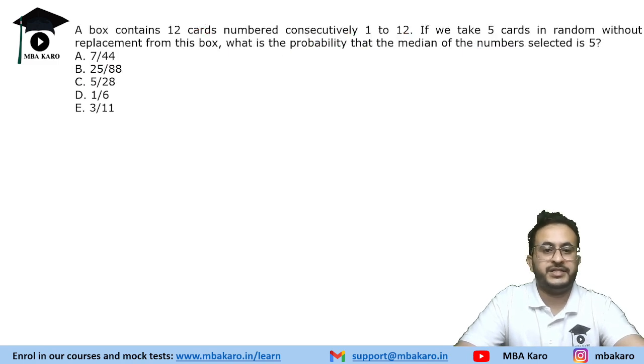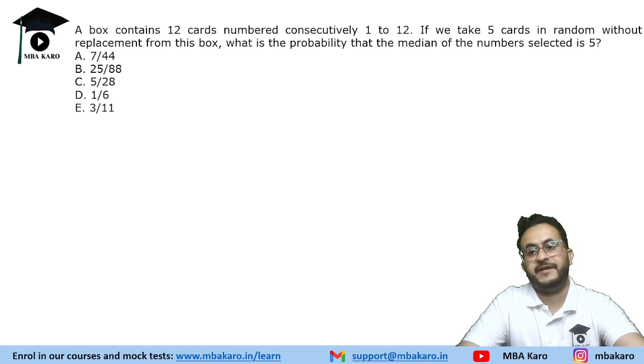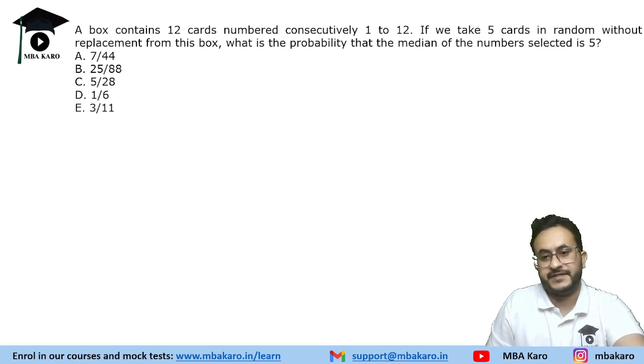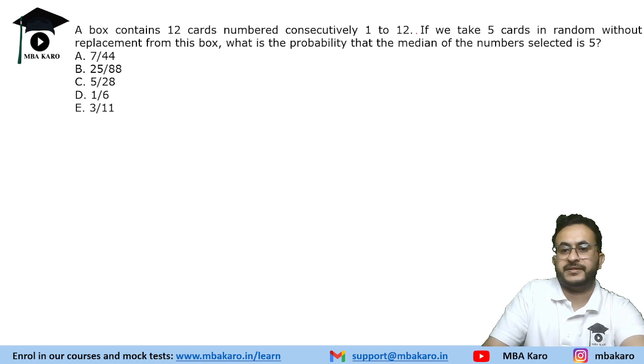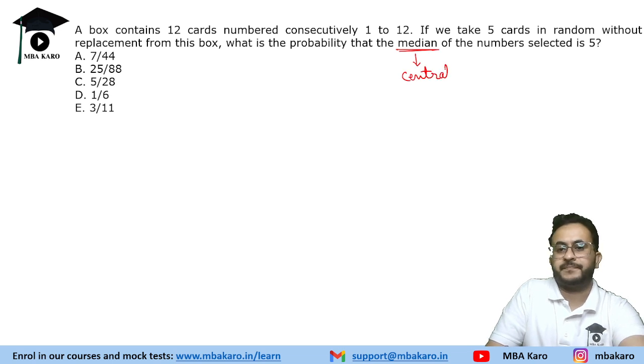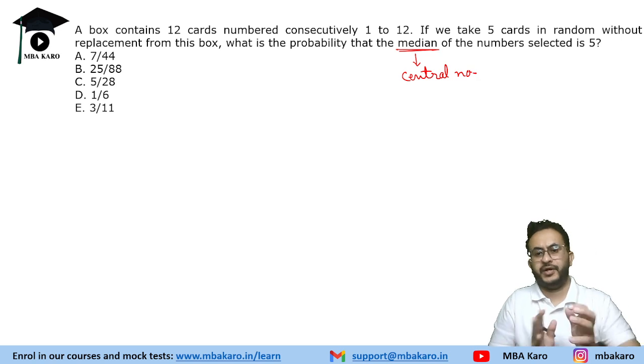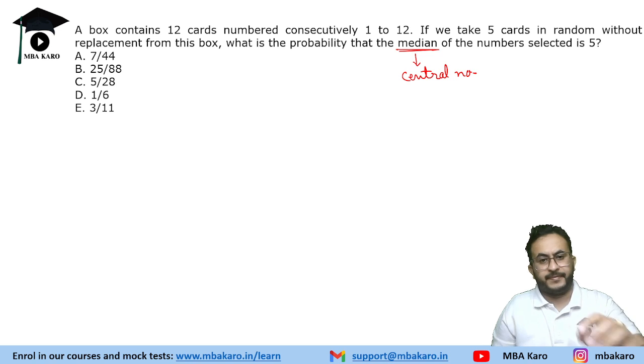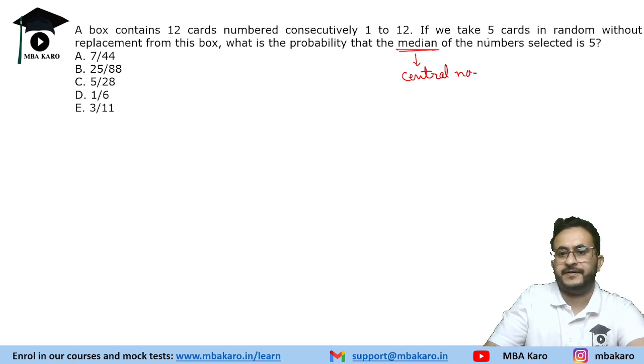A box contains 12 cards numbered consecutively 1 to 12. If we take 5 cards at random without replacement from this box, what is the probability that the median of the numbers selected is 5? Now, what is median? Median is the central number, when you arrange it in ascending or descending order. Now, if the median is 5, then 5 has to be selected. Median is 5, so we will select 5.